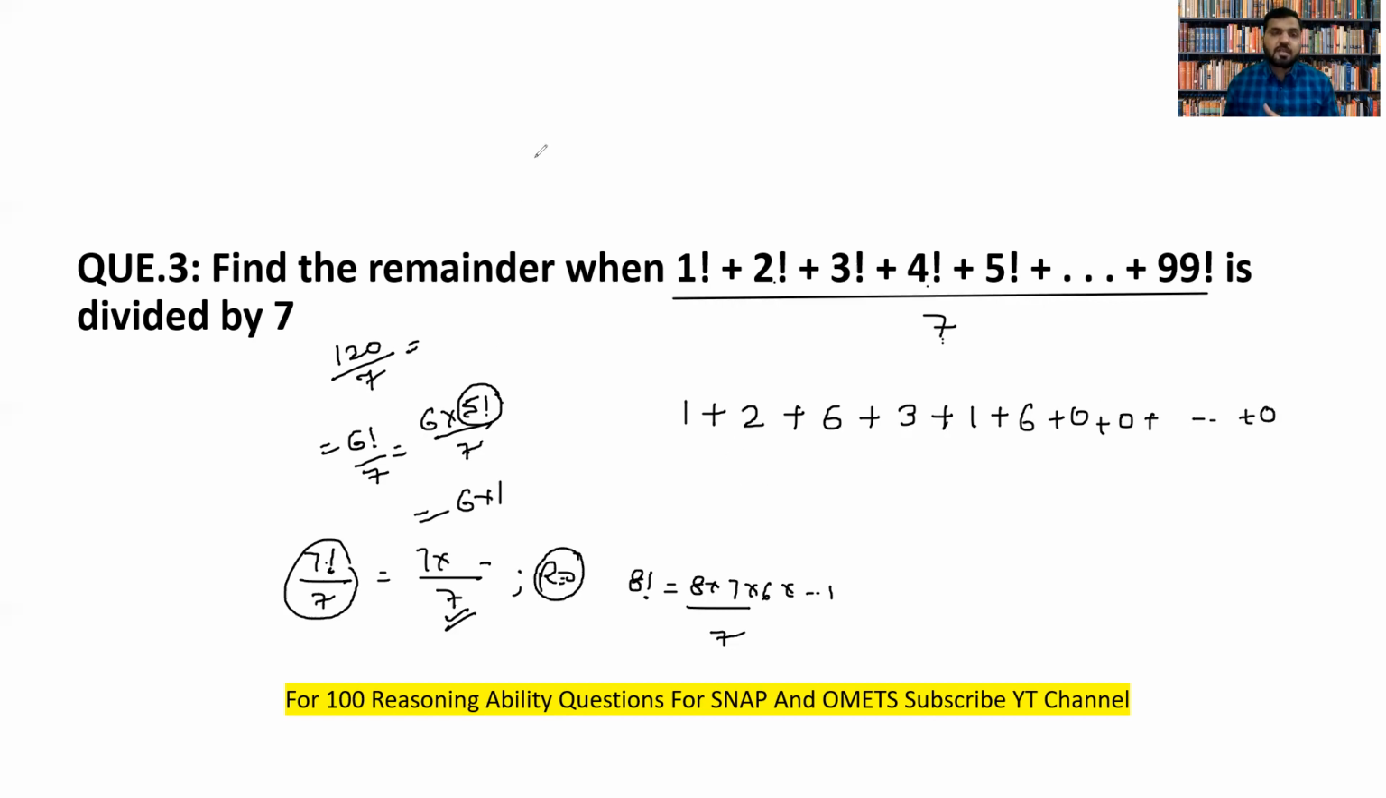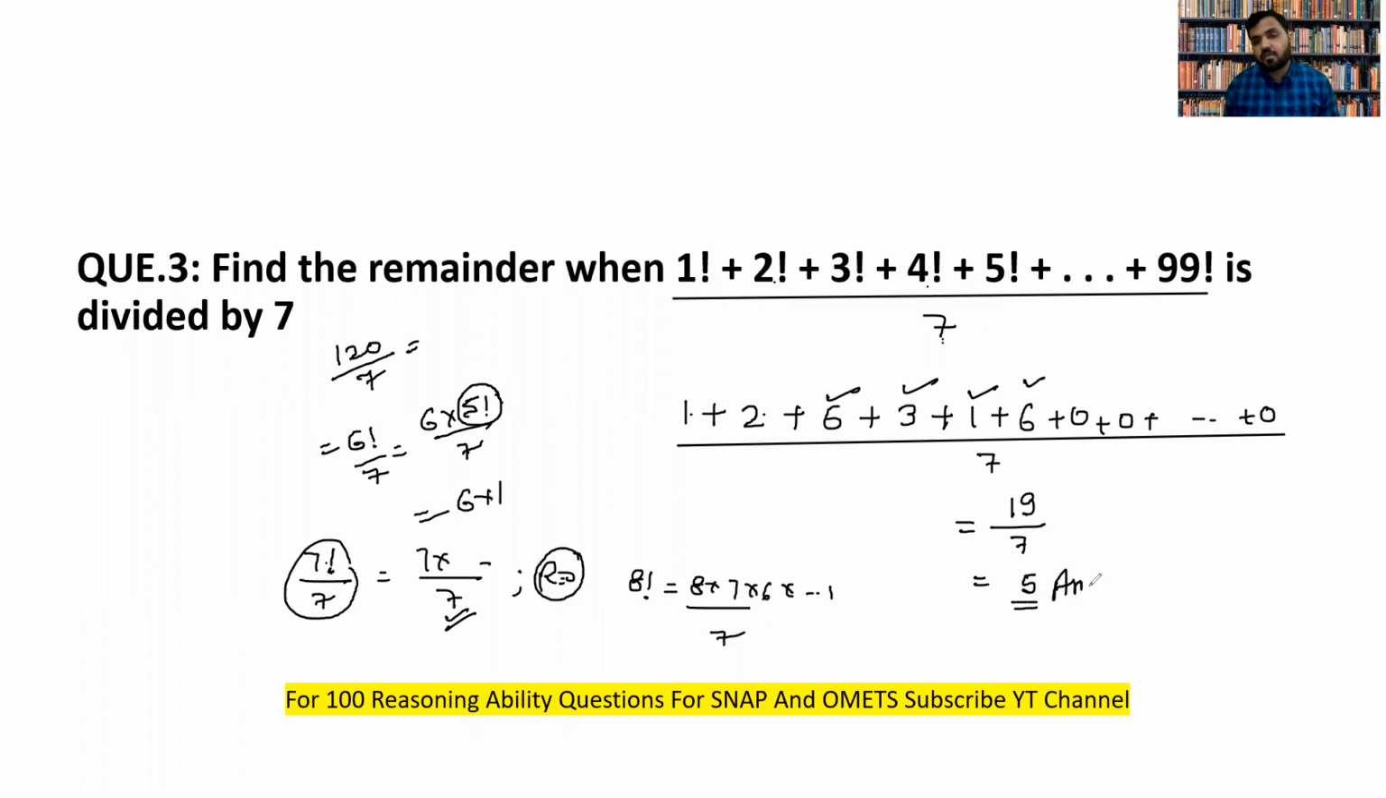So the only remainder that you will be getting will be from the first 6 factorials. Now 1 plus 2 is 3, 3 plus 6 is 9, 9 plus 3 is 12, 12 plus 1 is 13, 13 plus 6 is 19, 19 by 7. And then the remainder, you can see, 19 by 7 will give you a remainder of 5. That's the correct answer to the question, guys, right?